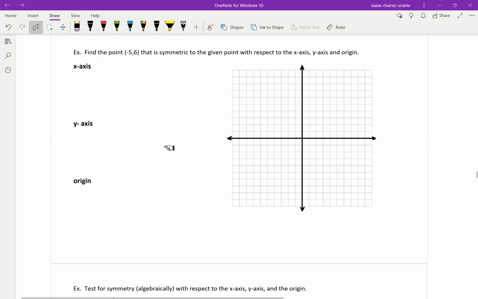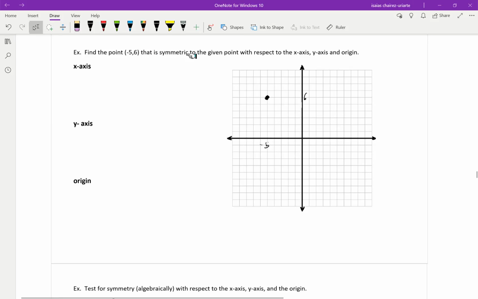So we were given the point negative 5, 6. Let me plot it. Negative 5, 6. 1, 2, 3, 4, 5. 1, 2, 3, 4, 5, 6. That's my point, negative 5, 6. It's negative 5, and that's 6. Let me just double count. 1, 2, 3, 4, 5, 6. Good. So that's my original point.